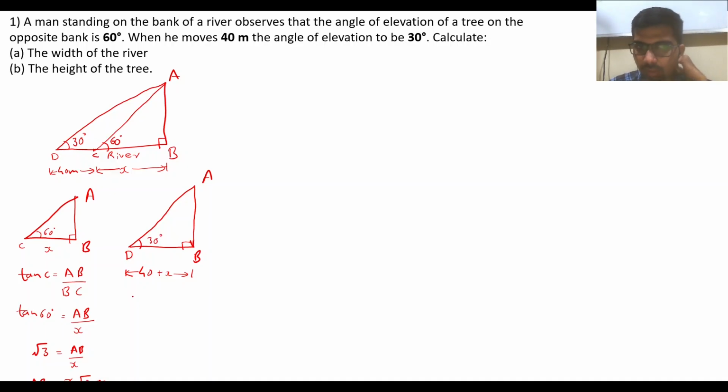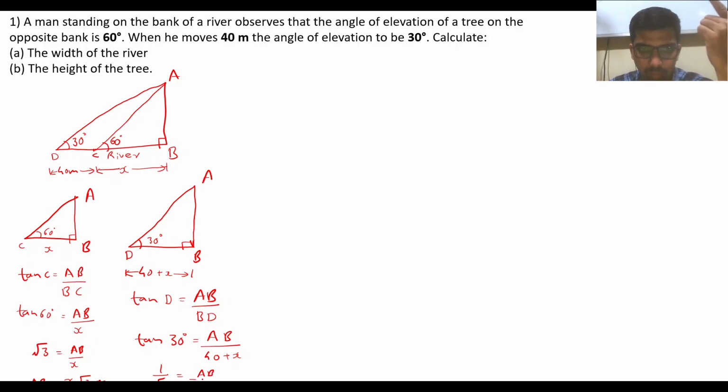ठीक है, 30 डिग्री बन गया है. We'll apply tan D now. So tan D is what? Opposite upon adjacent, BD. So tan 30 degree. AB अपने को पता नहीं है. We don't know AB, but we know BD is how much? 40 plus x. So this is 40 plus x. Tan 30 is 1 upon root 3. So 1 upon root 3 is AB upon 40 plus x.